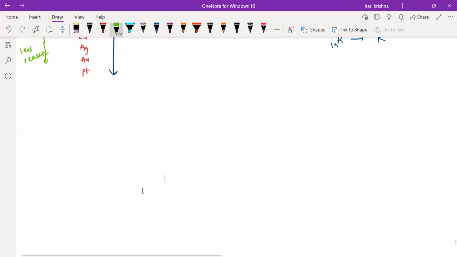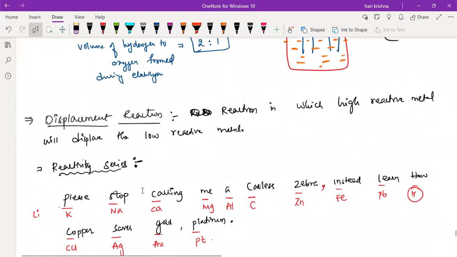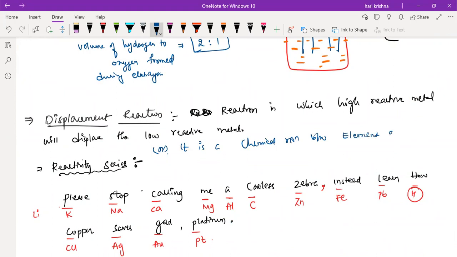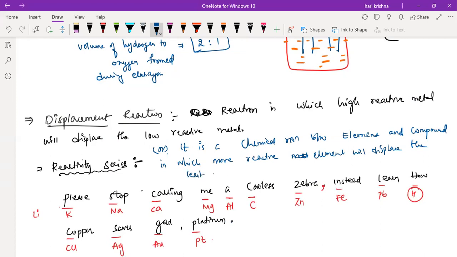What did I say in the starting definition part? Reaction in which a highly reactive metal will displace the low reactive metal. That's one definition. If you want another definition: it is a chemical reaction between an element and a compound in which a more reactive element will displace the least reactive element from the compound.